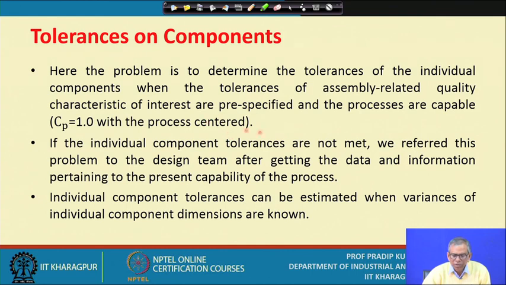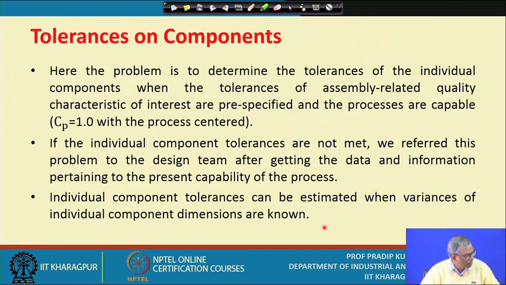If the individual component tolerances are not met, as I have already highlighted, we refer this problem to the design team after getting the data and information pertaining to the present capability of the process. That must be known: to what extent the individual component tolerances which are not acceptable to you affect the process capability for that particular component. Whenever you identify each component, you are also in a position to identify the corresponding processes. So individual component tolerances can be estimated when the variances of the individual component dimensions are known.